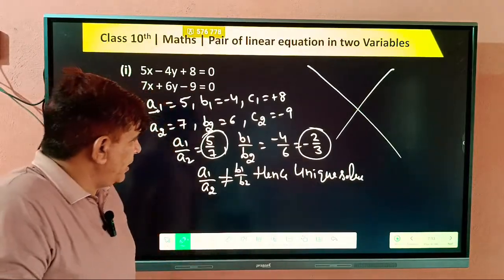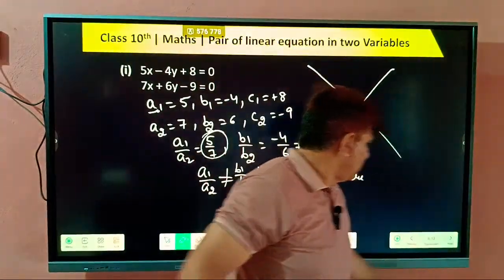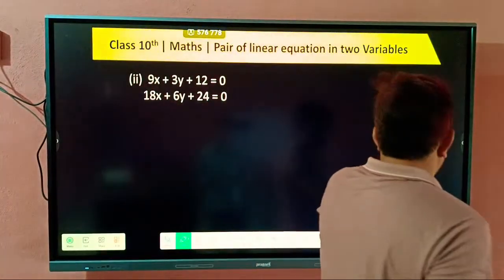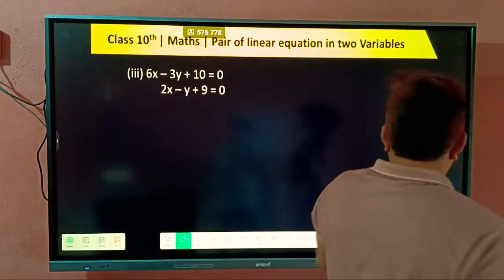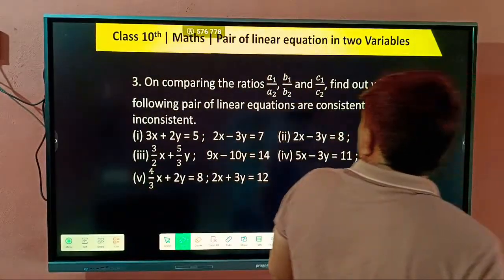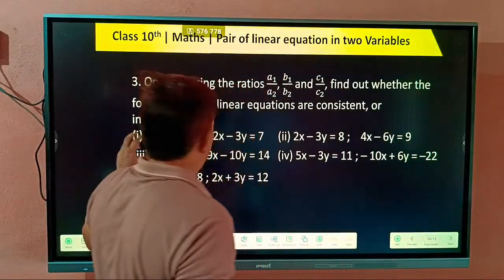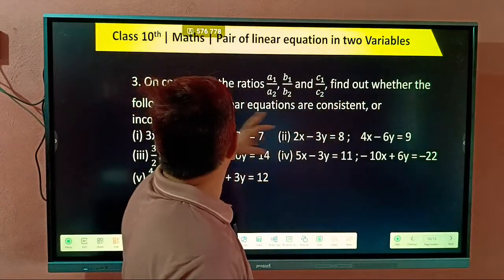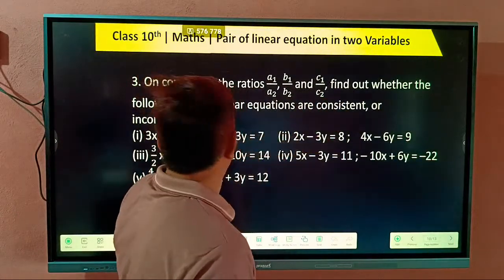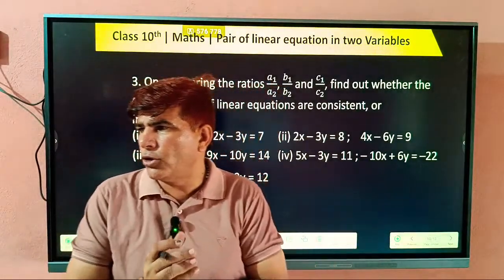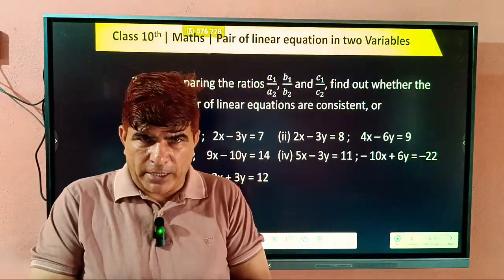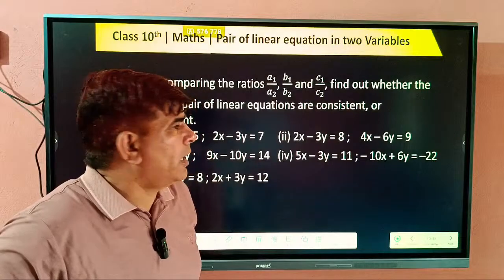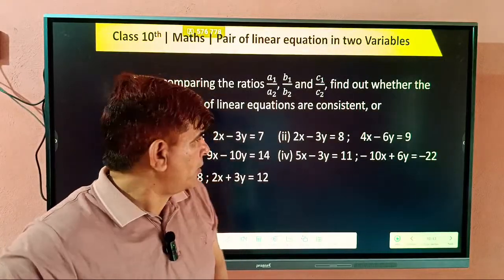So you understood till here? So next question we can start. What's the next question? On comparing the ratios of these, find out whether the following pair of linear equations is consistent or inconsistent. In the second question, you have to tell whether they are parallel, cutting at a point, or one is lying on the other.